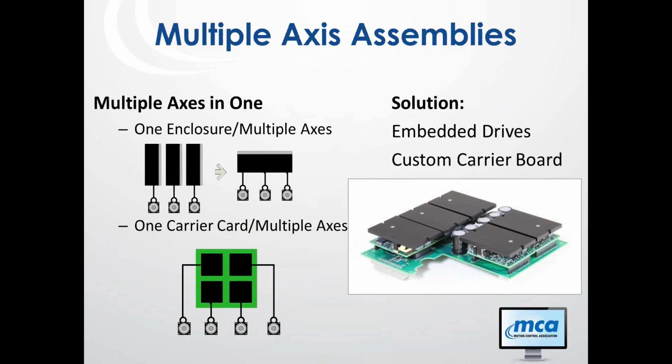Again, we talked about on the UGV, we see a lot of axes. How do we do that? You do that by combining axes together on one carrier card, and you can do that with what we call embedded drives. So you plug these components that focus on motor control into a carrier card, and that carrier card can be custom built to fit inside your bot.